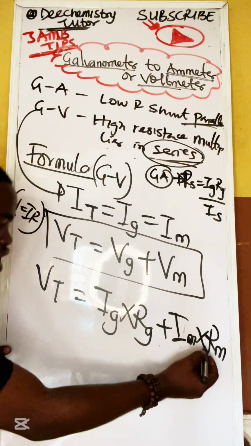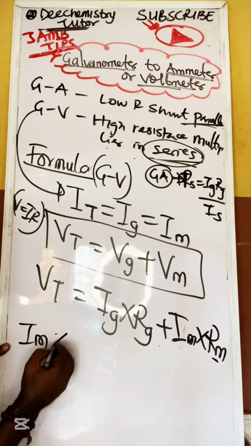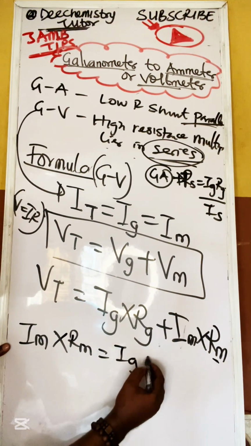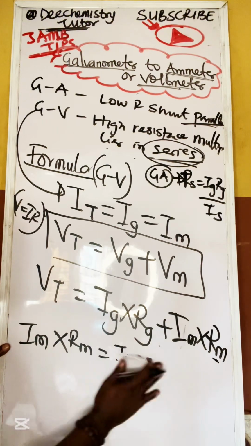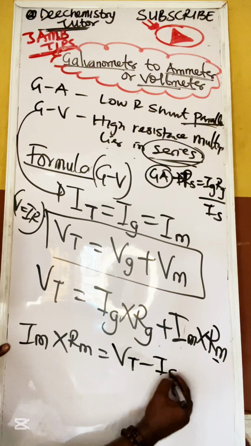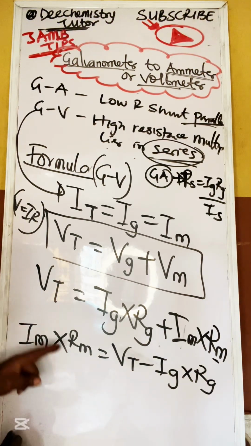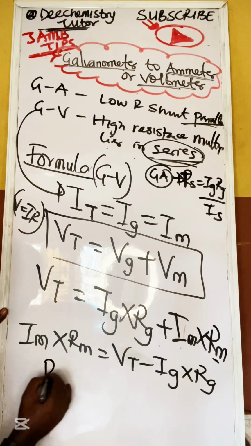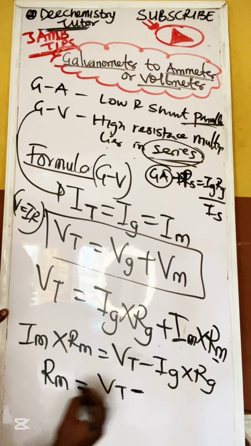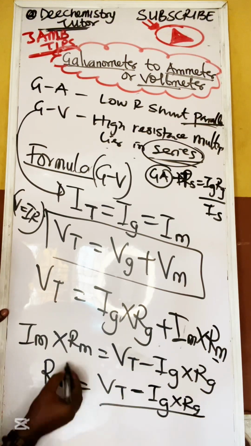So that means, since this is what I need, I can say IM times RM equals V total minus IG times RG. You will see more maths now. This is what I need. That means RM is like saying V total minus IG times RG, all over what?